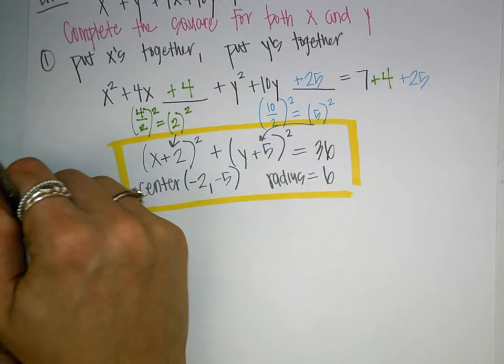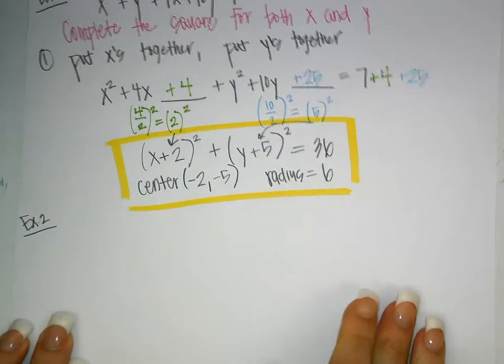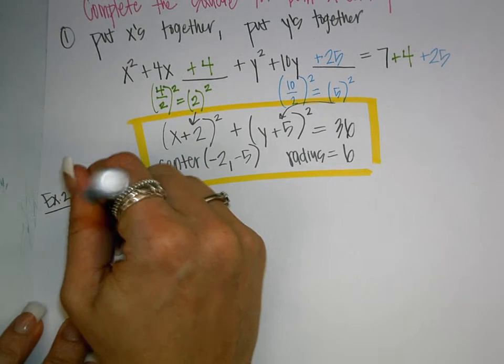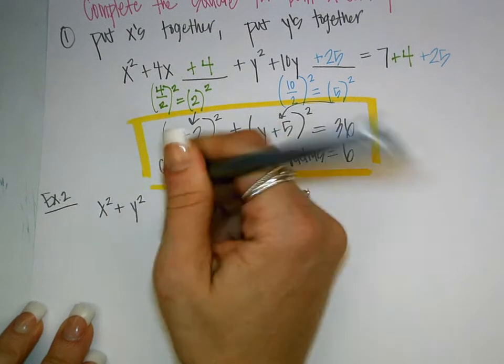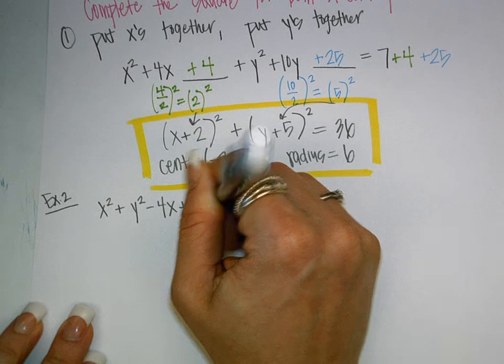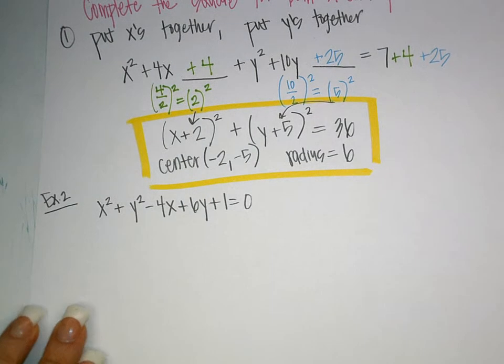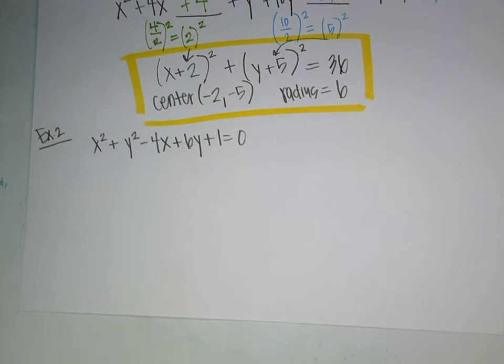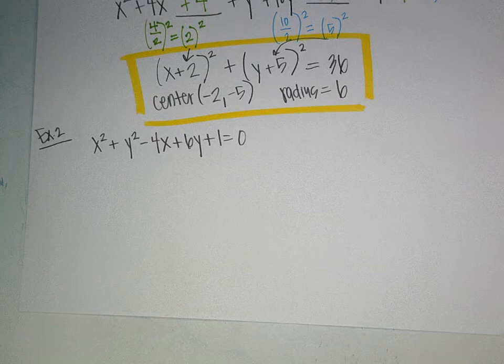Okay, excuse me. Let me try another one. So number 2. Again, we want to put the following into that form and then state the center and radius. So x squared plus y squared minus 4x plus 6y plus 1 equals 0. What do you think you would need to do first here? Put the x's and y's together.